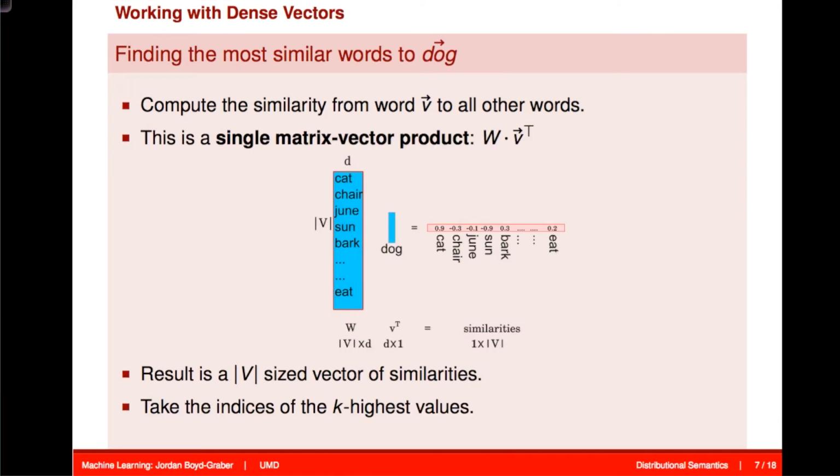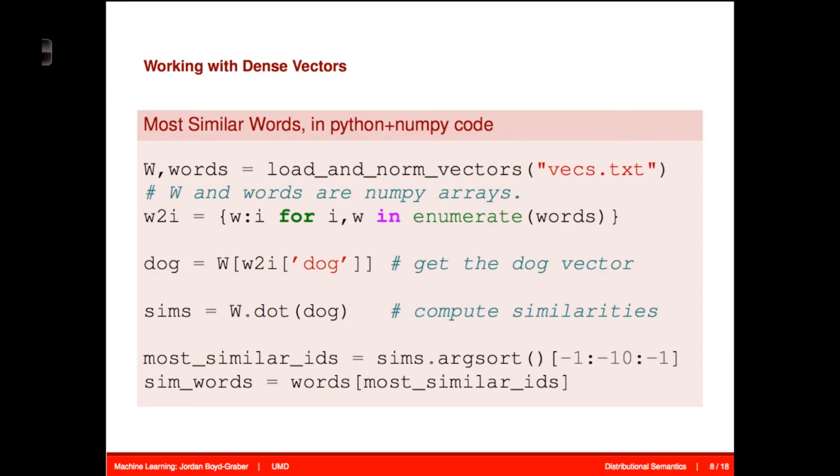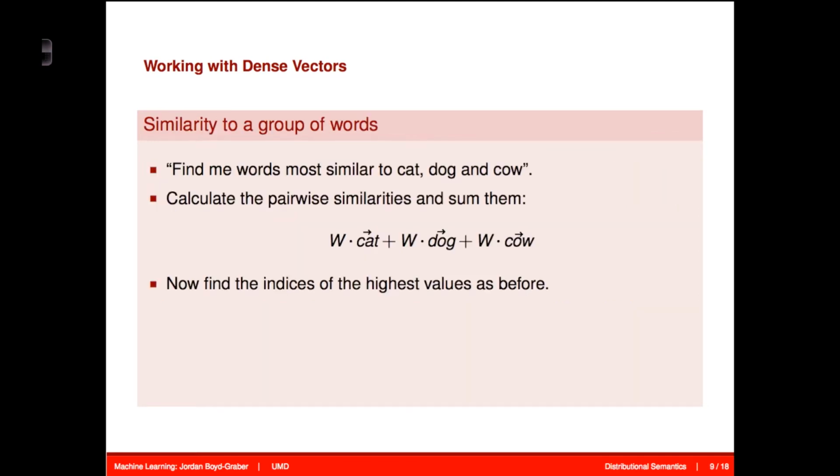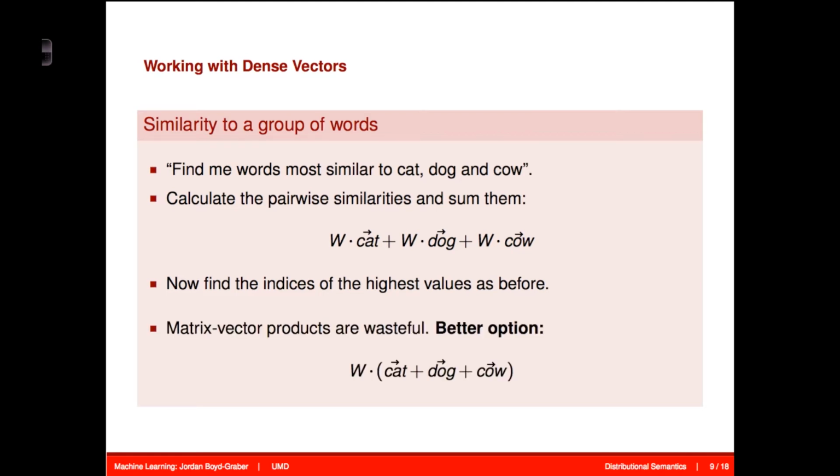You can then take the indices of the k highest values and return that result. It's really fast. Even for hundreds of thousands of words, this takes on the order of milliseconds. And there are really slick Python packages for loading this information in. You can use GenSim and NumPy to compute this really quickly. This even works for groups of words. Instead of just a single word, you can do this for each of the words individually and then sum them. But if you do a little bit of algebra, you can first sum the vectors individually, then take the matrix product and look at that result.